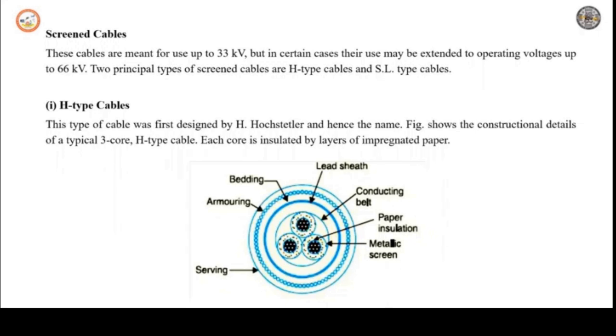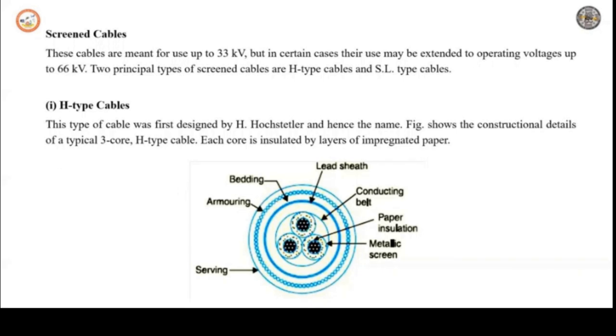There is no paper belt in this type of cable. Each conductor in this cable is insulated with paper covered with a metallic screen, which is generally an aluminum foil. The construction is shown on the screen. The metallic screens touch each other. Instead of paper belt, the three cores are wrapped with a conducting belt, which is usually copper woven fabric tape.